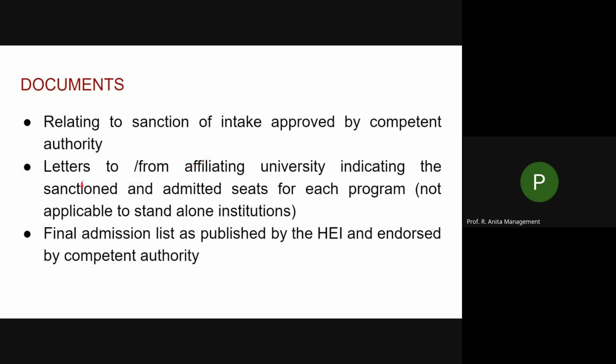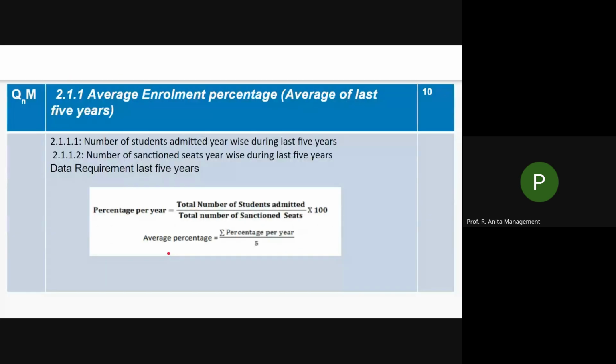And then the letters indicating the sanctioned and admitted seats of every program should be signed by the competent authority, that is the head of the institution. And the final admission list as published by the HEI should be endorsed by the competent authority. These are the documents that you need to submit for 2.1.1. So how are we going to calculate the percentage per year? Take the total number of students admitted over the total number of sanctioned seats, into 100.